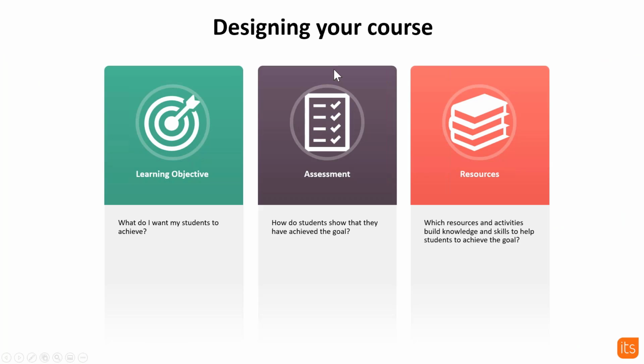In my mind, when designing a course with learning objectives in mind, the first thing you should look at is basically what do you want your students to achieve, and try to define that in a way that's easy to explain to students, easy for them to understand. So once that is defined, you should look at the assessment. How do students show that they have achieved the goal? Or with other words, what's the evidence that shows that a student has achieved a certain goal? And lastly, how can resources and activities help with building knowledge and skills to eventually help students to achieve that goal?